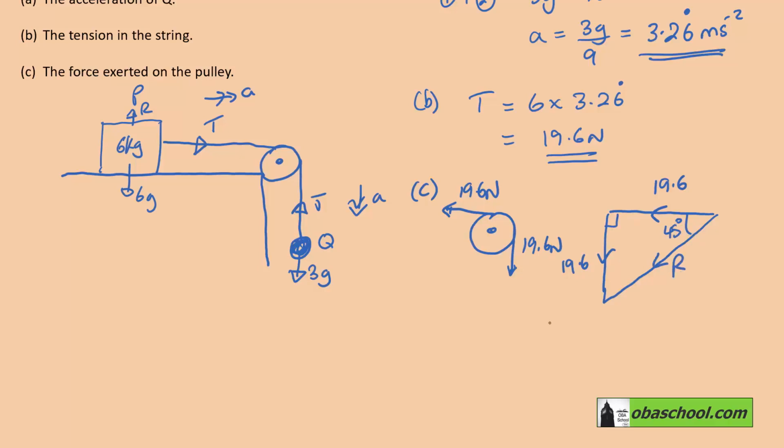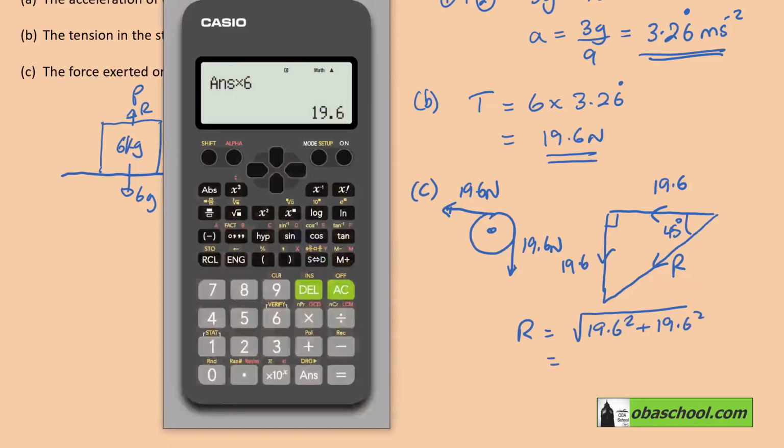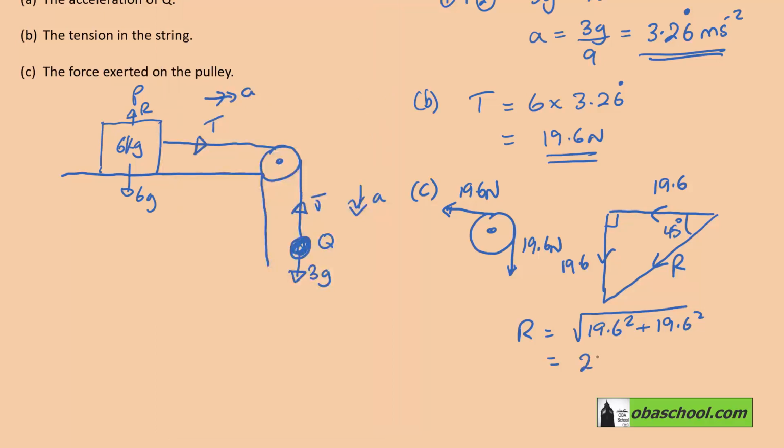And then R is going to be the square root of 19.6 squared plus 19.6 squared. So we've got the square root of 19.6 squared add 19.6 squared, which gives us 27.7 newtons, correct to 1 decimal place.